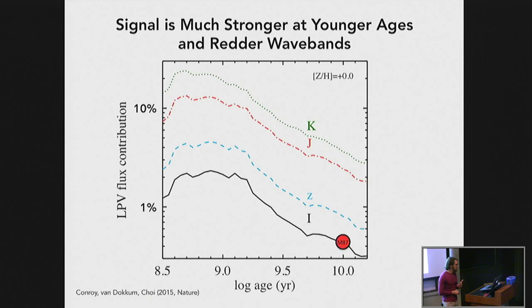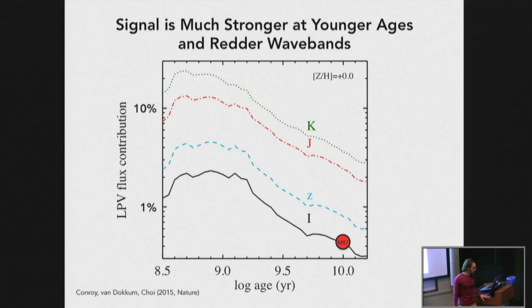What's more interesting, though, is thinking about the future. What's shown here is the flux contribution of these kinds of stars to the total integrated light as a function of age and waveband. And this is where our M87 data lands. It's kind of in the worst part of the parameter space. This is what we had to work with. So it's in a relatively blue band, not that blue, but relatively blue, and it's at old ages.